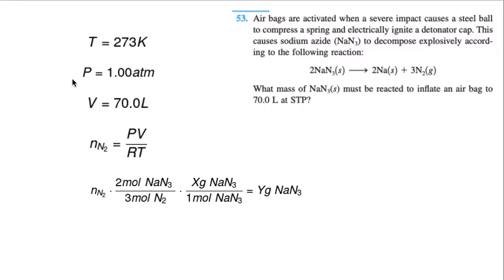70 liters is the volume, pressure 1 atm, and temperature 273 Kelvin. The missing variable is moles of N2. And it's really important here because the only gas in this reaction system is the nitrogen gas. We are solving for moles of nitrogen using PV equals nRT, and then we would need to convert using the balanced chemical equation to moles of sodium azide and then to grams.